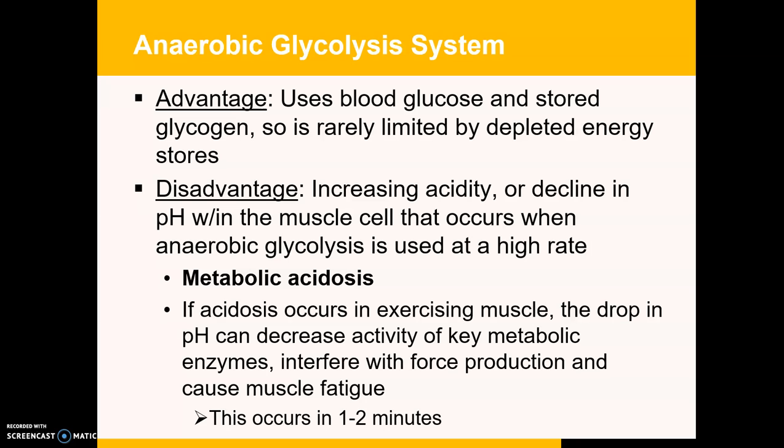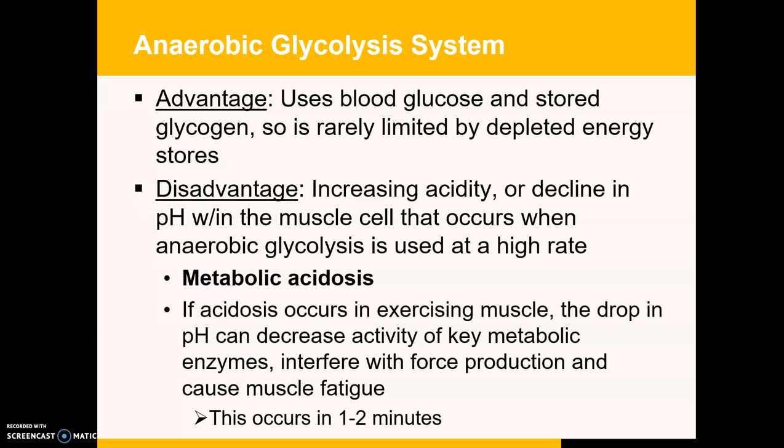The overall speed of glycolysis and the subsequent rate of ATP replenishment are primarily governed by the activity of PFK, what we call the rate limiting enzyme. The body has a considerable amount of carbohydrate energy in the form of blood glucose and muscle glycogen. So unlike the creatine phosphate system, the anaerobic glycolysis energy system is rarely limited by energy stores. However, the disadvantage of this energy system is that it increases acidity.